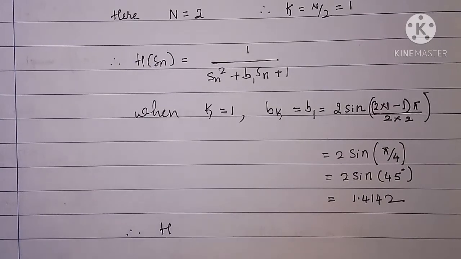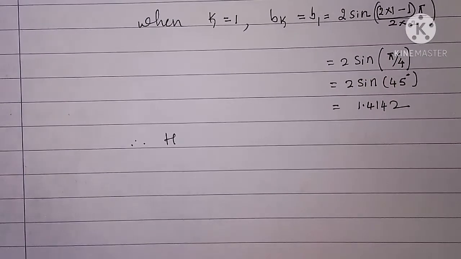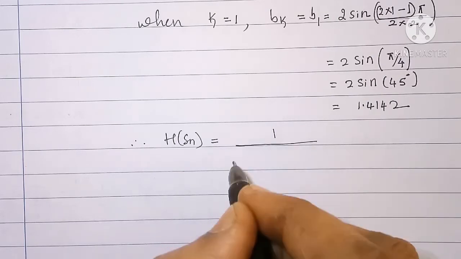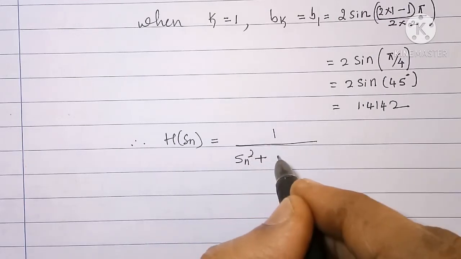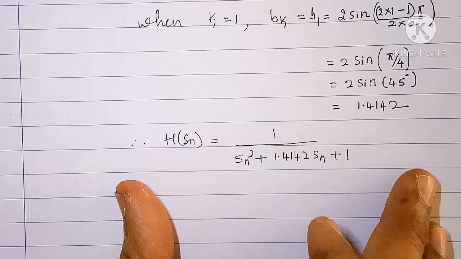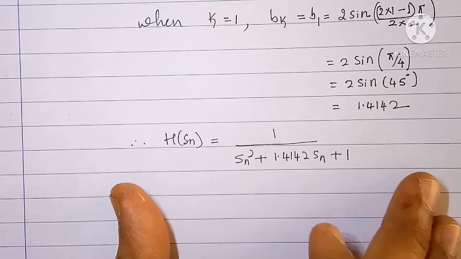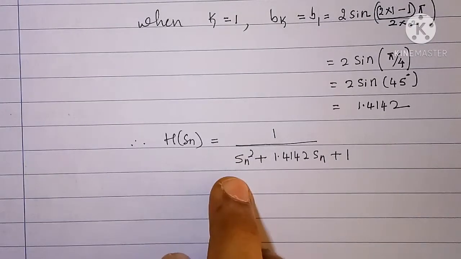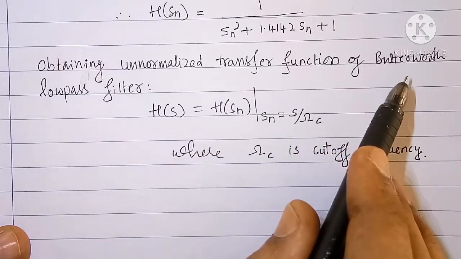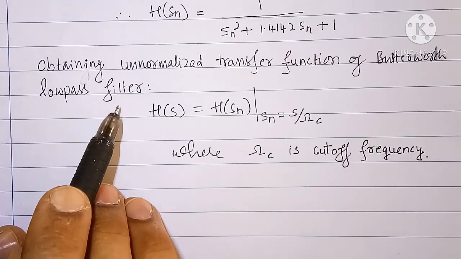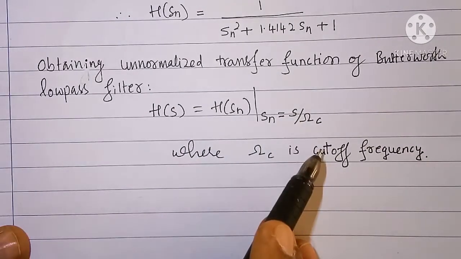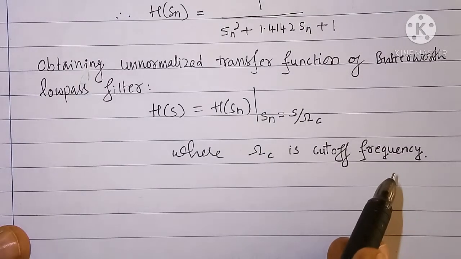Therefore h of Sn becomes 1 upon Sn square plus 1.4142 Sn plus 1. Now we can obtain unnormalized transfer function by substituting for Sn equal to S by omega c. Obtaining unnormalized transfer function of Butterworth low pass filter, h of S equal to h of Sn at Sn equal to S by omega c, where omega c is cutoff frequency.